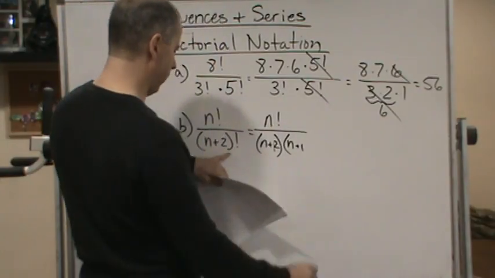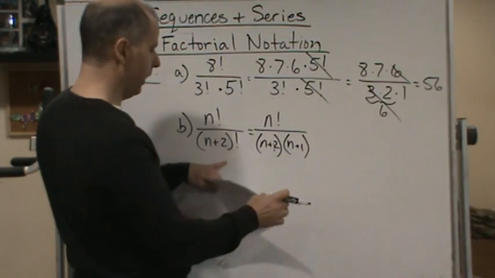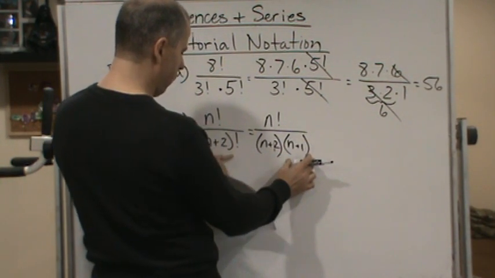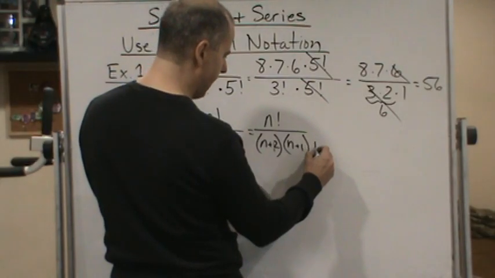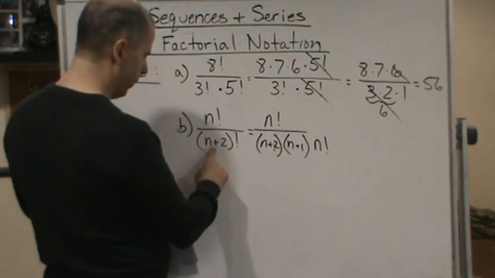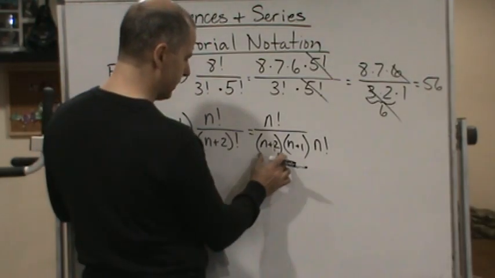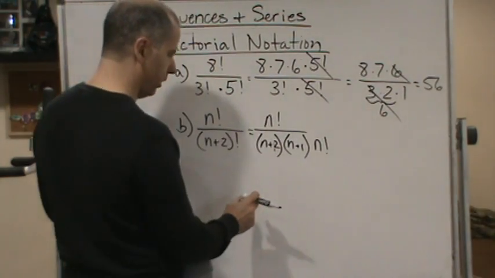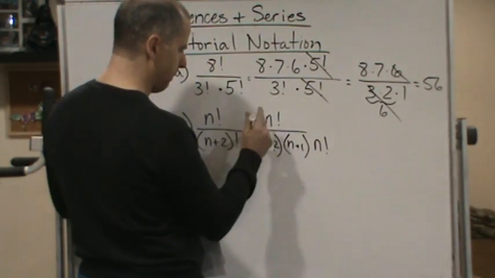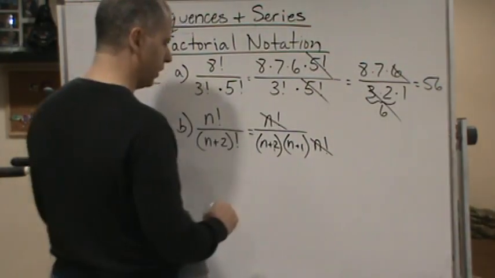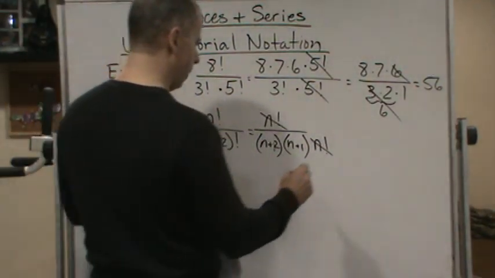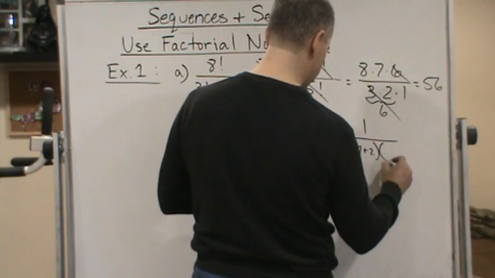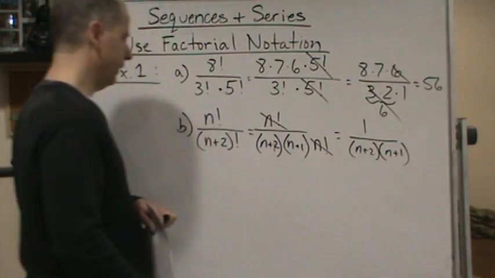N plus 1. Or excuse me, not factorial. I'm sorry, I keep saying factorial. N plus 2 times n plus 1. And then what's after that? N. And we can stop there and we can just write n factorial. So n plus 2 factorial is the same as n plus 2 times the quantity n plus 1 times n factorial. And again, because we have the same thing on the top and the bottom here, and it's multiplication, we can cancel those out, and we get 1 over n plus 2 times n plus 1 as our final answer.